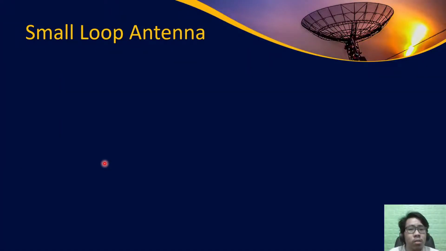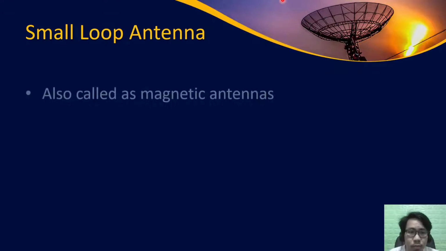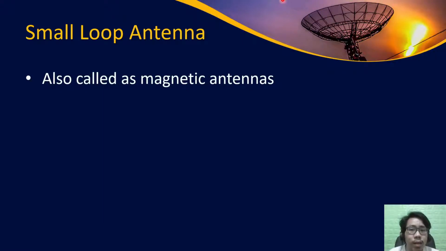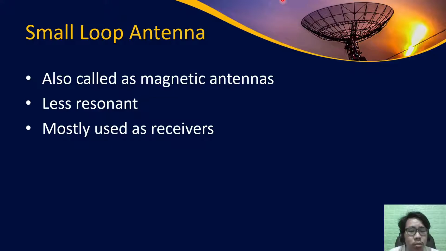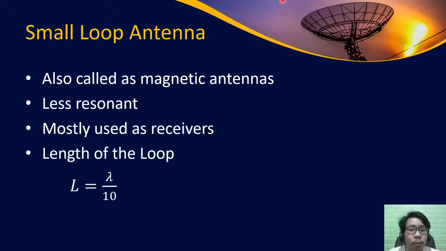Next is the small loop antenna. It is also called a magnetic antenna. It is less resonant compared to the large loop. It is mostly used as a receiver, and usually the length of the loop is equal to 1/10 of the wavelength of the EM signal.